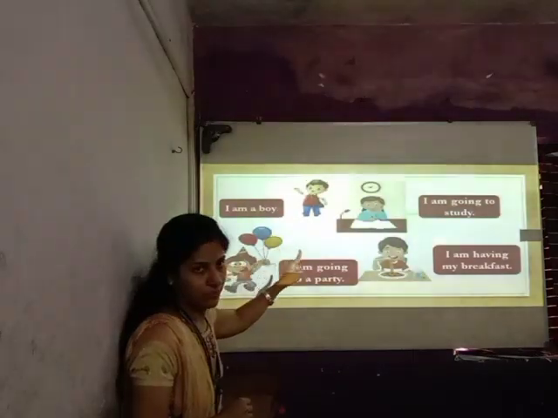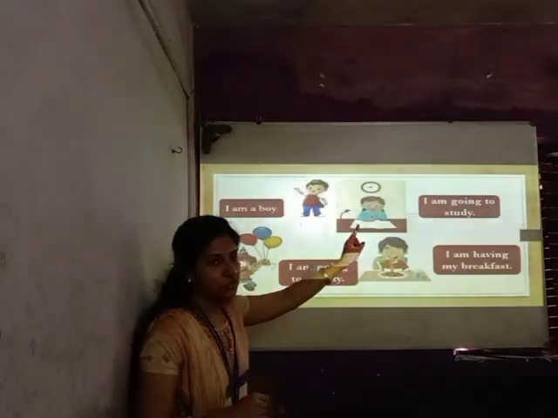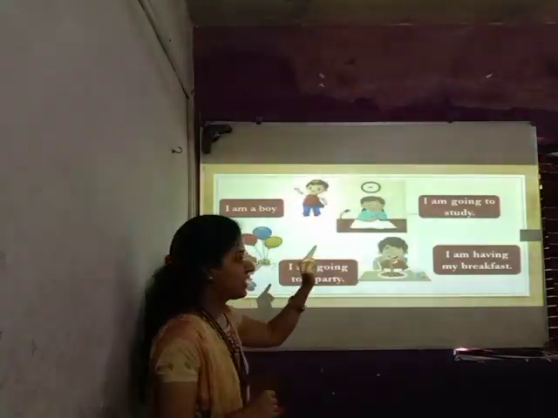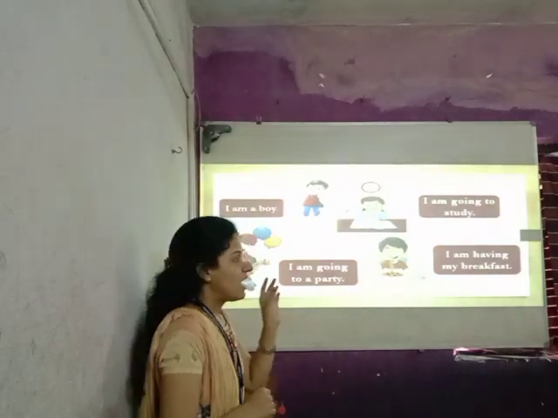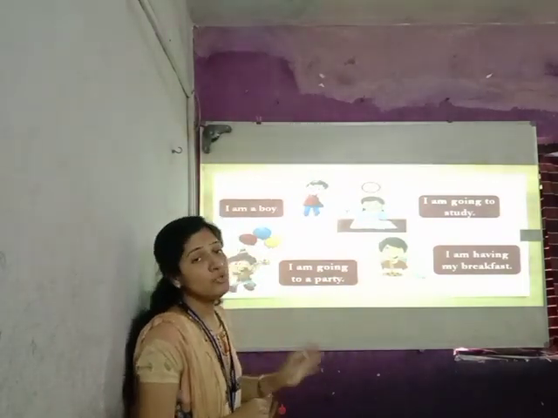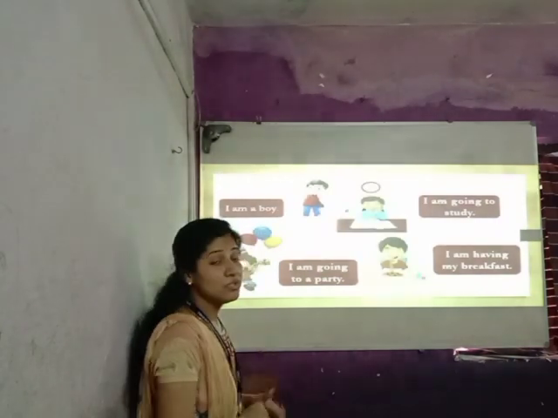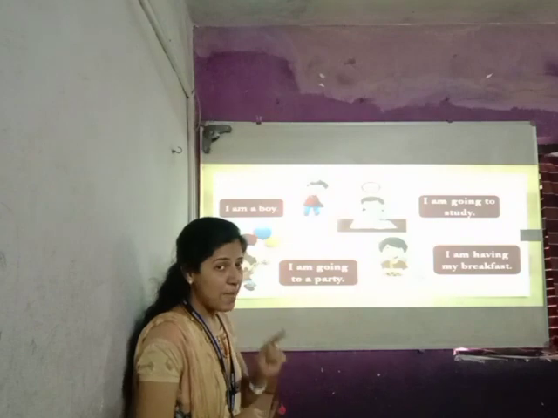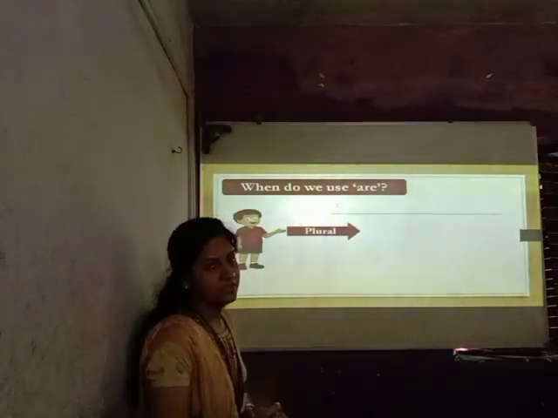So, I am a boy. I am going to a party. I am going to study. I am having my breakfast. So, I and am. Am is always used with I. Understood? When do we use am? Am. Okay. Now see the next.